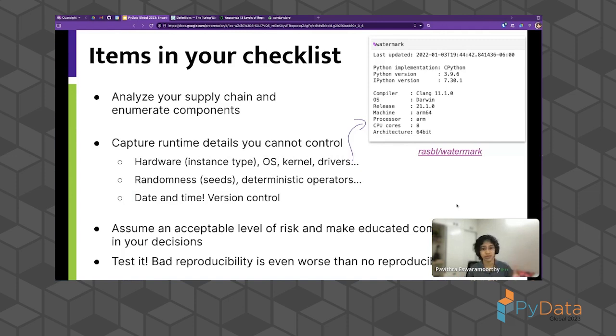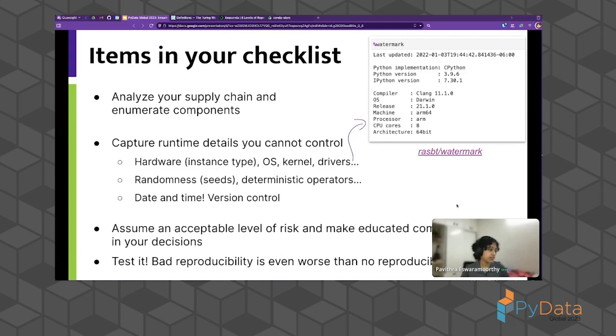And here, we're just shouting out a tool called Watermark. This is an IPython magic that prints some hardware information in your Jupyter notebook, and you can just include this when you do version control or share your notebook with other folks. Other runtime details you want to capture are any randomness, date and time. Of course, version control is useful, as we saw with conda store.